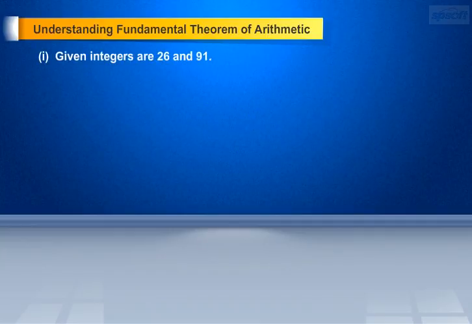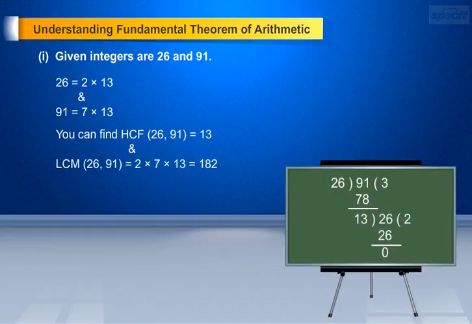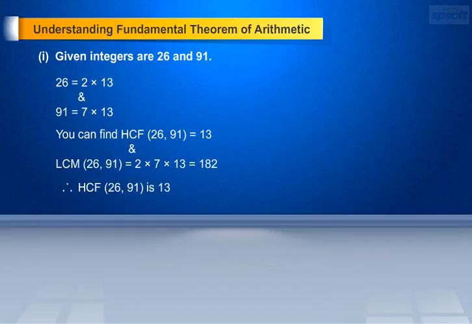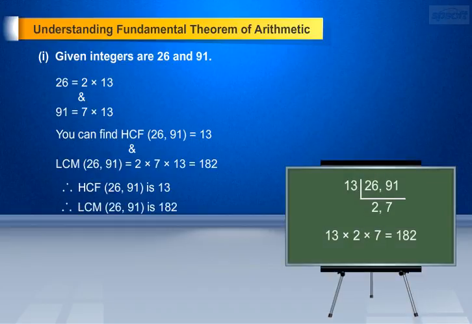Given integers are 26 and 91. 26 can be factorized as 26 equals 2 into 13, and 91 can be factorized as 91 equals 7 into 13. Now we need to find HCF of 26, 91, which can be found as follows. Therefore, HCF of 26, 91 is 13, and now LCM of 26, 91 can be found as follows. Therefore, LCM of 26, 91 equals 2 into 7 into 13 equals 182, because 2, 7, and 13 are the greatest powers of the prime factors.